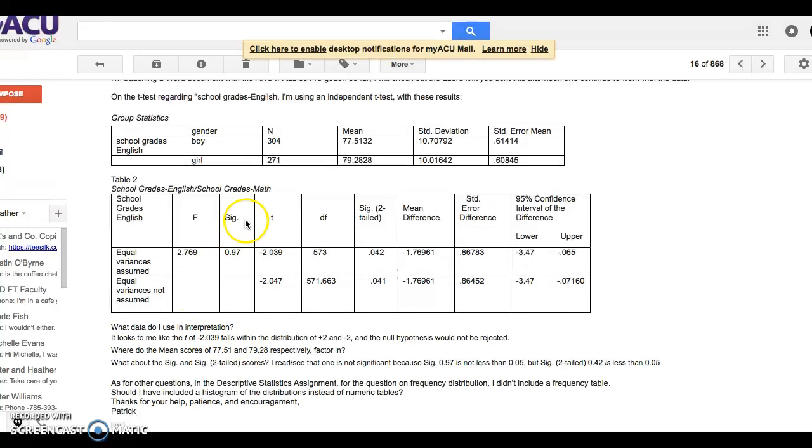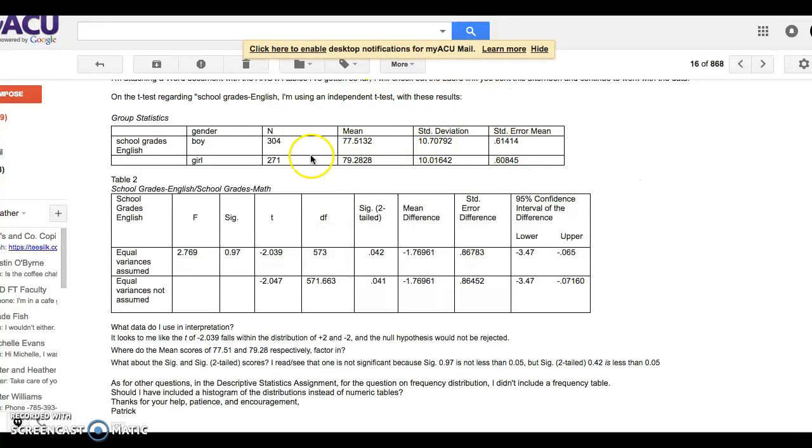As far as your t-test for the school grades English, you did an independent t-test with these results, so that's fine. This first box in your output is the means of the school grades broken down by gender, boy and girl. This is the boy mean, 77.5132, and this is the girl's mean, 79.2828. Your t-test is to see whether these means statistically significantly differ, okay?